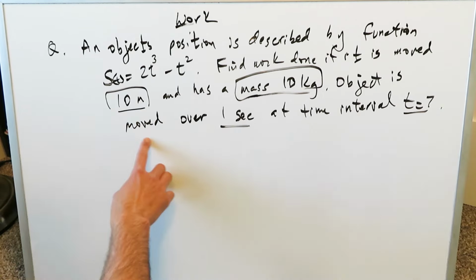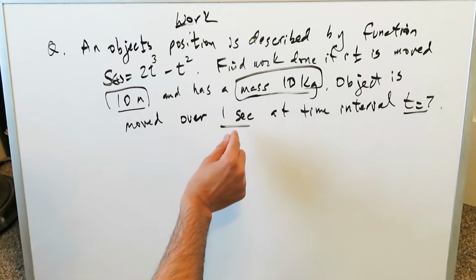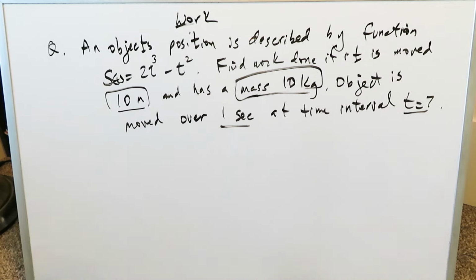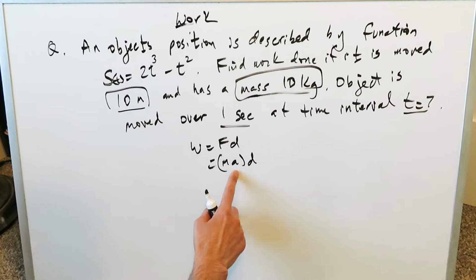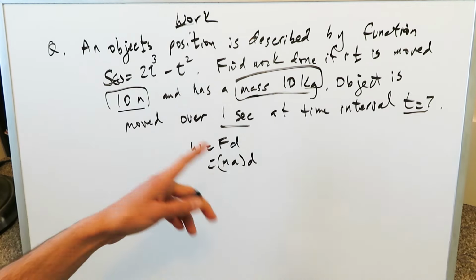The object is moved very swiftly over 1 second at a time interval of t is equal to 7. It seems like there's a lot going on, but you see the object undergoes its entire movement over a second, but at the time interval 7 with regards to that position function. How will you go about doing it? Think about everything again. Work is equal to force times distance, which is equal to mass times acceleration times distance. We need to somehow figure out acceleration given the position and the time and all of that.